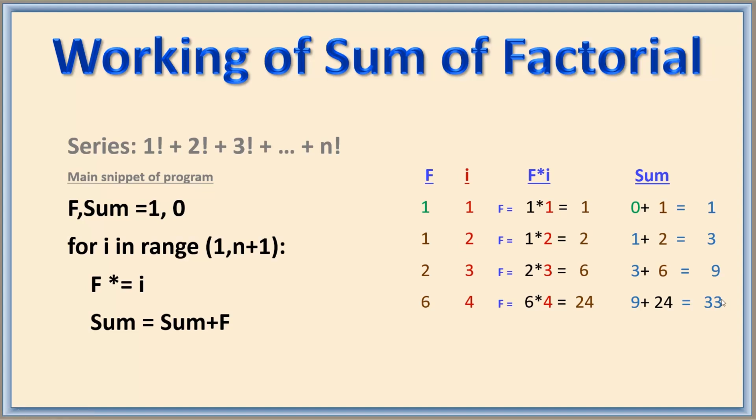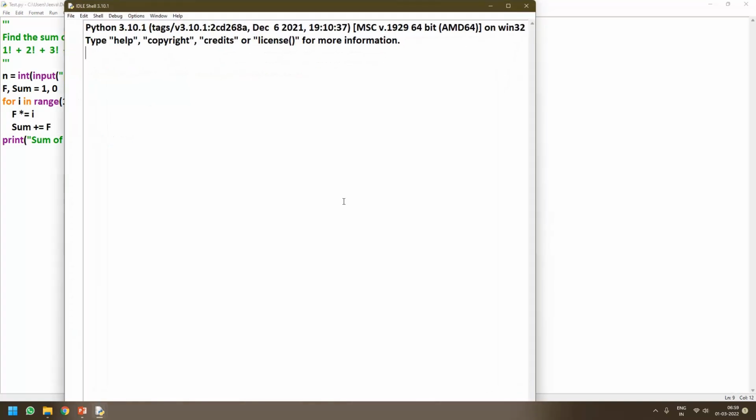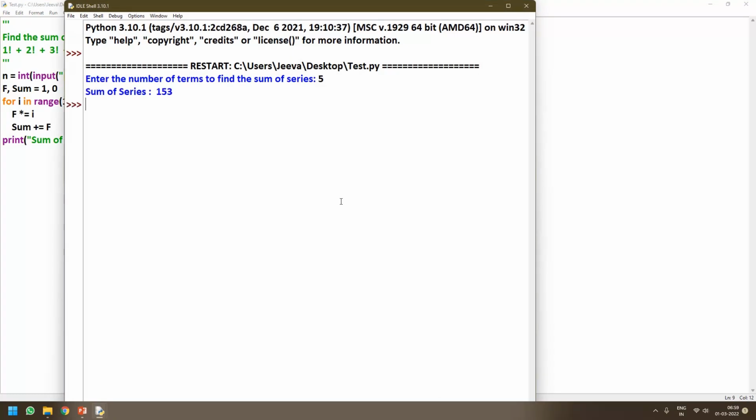Let us modify the program to get the sum of this series. I don't need this x, I remove this. With this I need f and then sum. F is by default 1. Here I am adding f *= I. Then every time I take the sum of f here. Let us execute this. I give 5 here. The answer is 153. 1 factorial is 1, 2 factorial is 2, 3 factorial is 6, 4 factorial is 24, 5 factorial is 120. So this is verified.